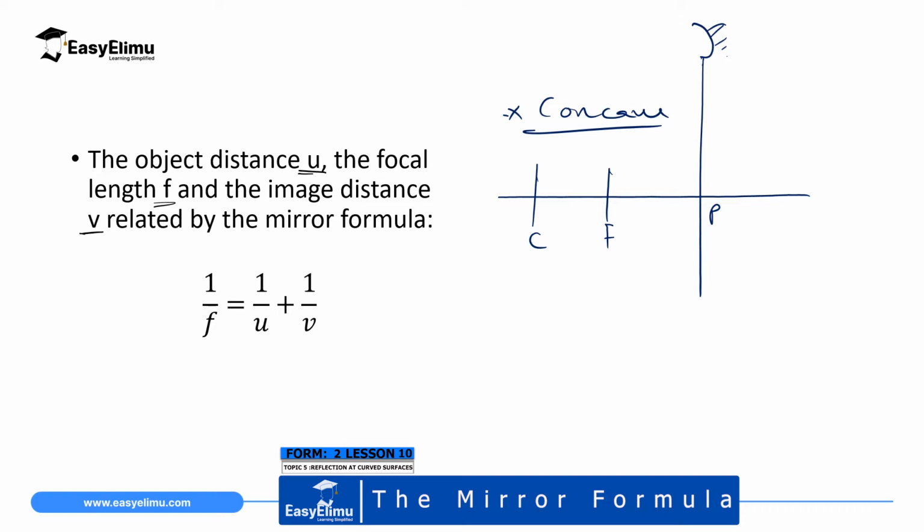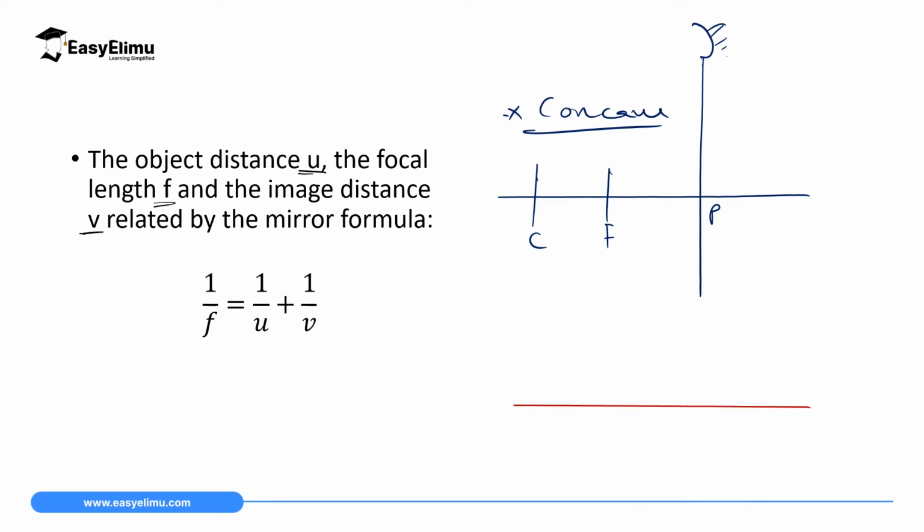Let me use a different ink. So if it is represented with a curve like that, this one is a convex mirror. Remember what we said: the convex mirror has F behind the reflecting surface and also C behind the reflecting surface. Now if you have an object at this point, let me draw an object very fast. This is the object.